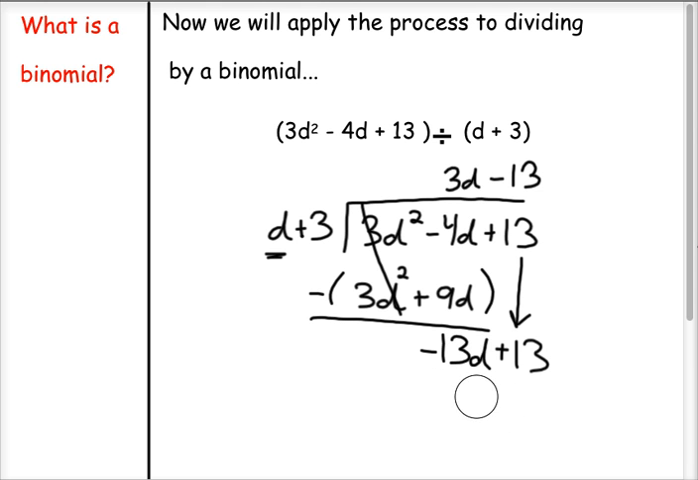So I've identified my next term. Now remember, the next step is that negative 13 that I just found. I'm going to multiply the whole d plus 3 by it. And that is going to get me negative 13d minus 39.